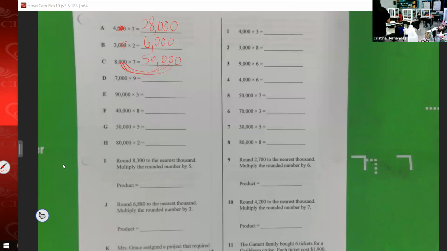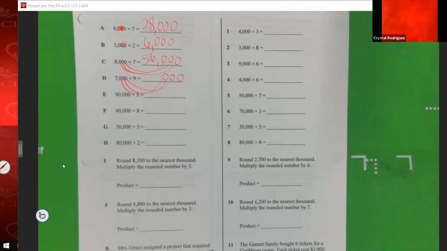Man, they're working too slow next door. How many zeros are moving over at home? 3. 1, 2, 3. 9 times 7 is what? 63. Bingo.